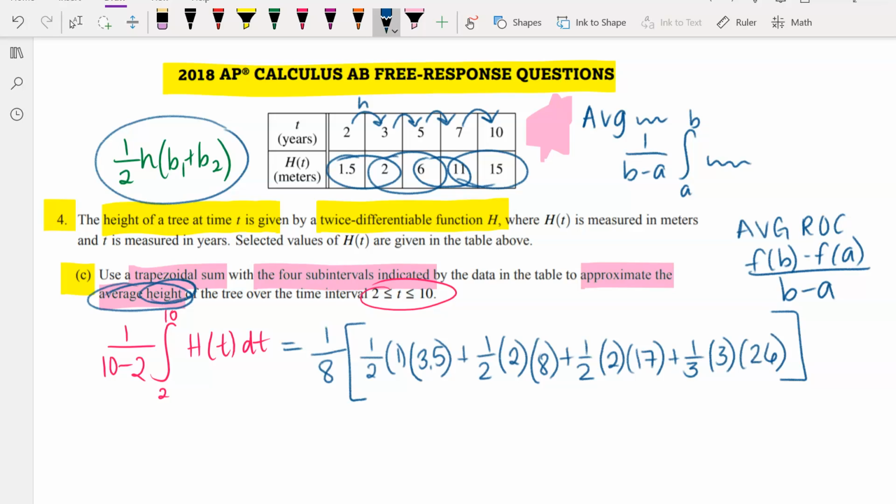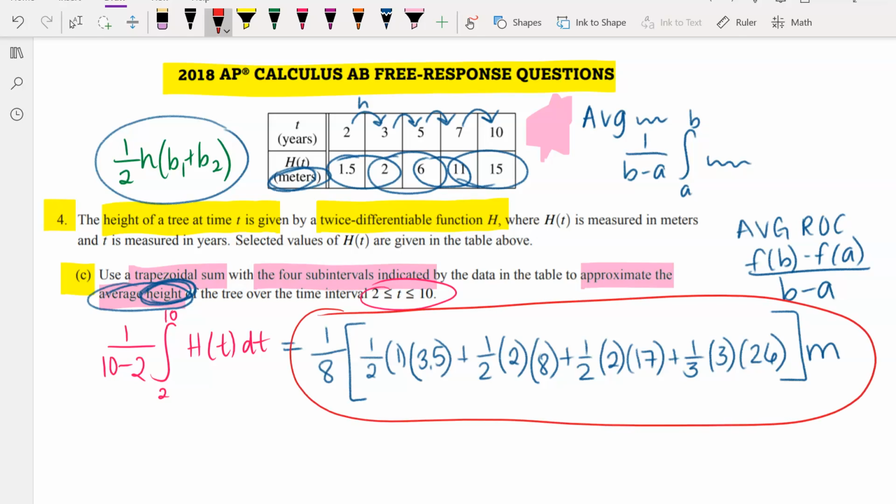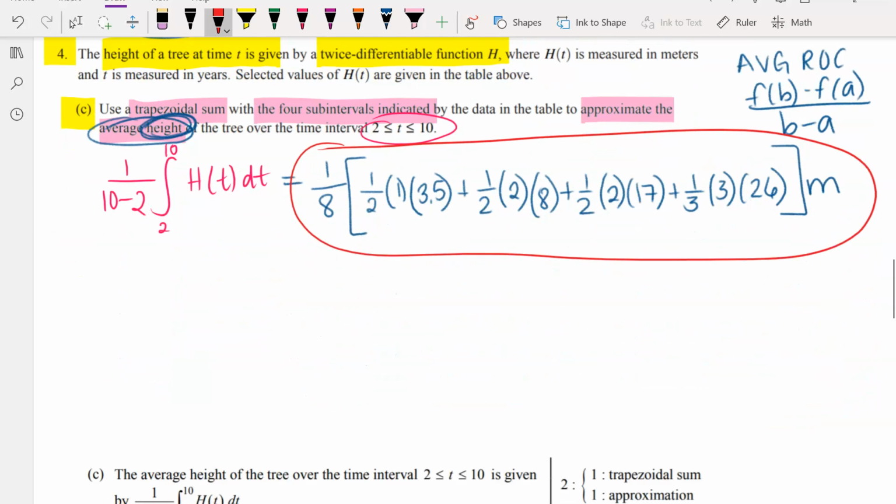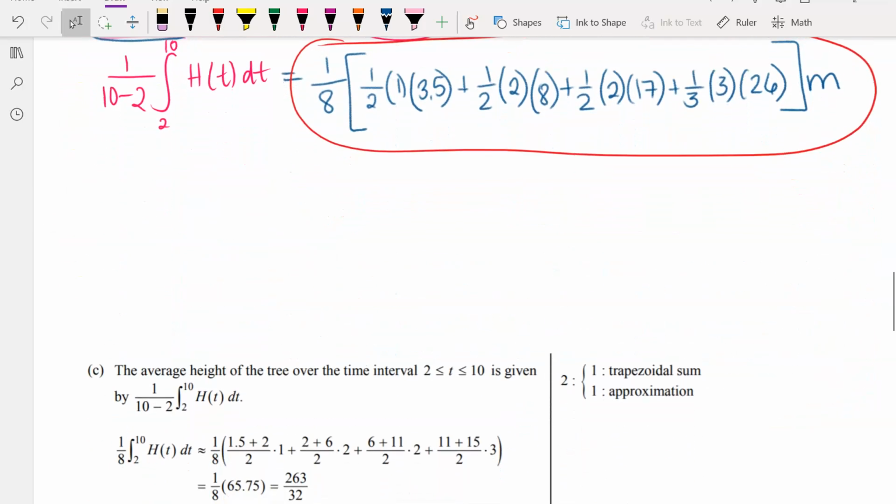Again, we are finding average height. Height is in terms of meters, so I would throw on my units. And I would not simplify anything. I'd leave my answers right there. That way I don't simplify incorrectly and make stupid mistakes.